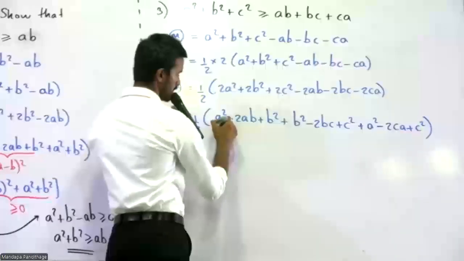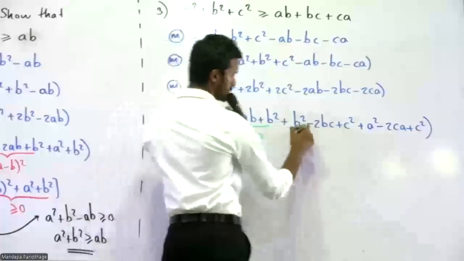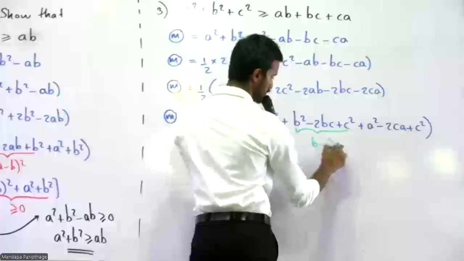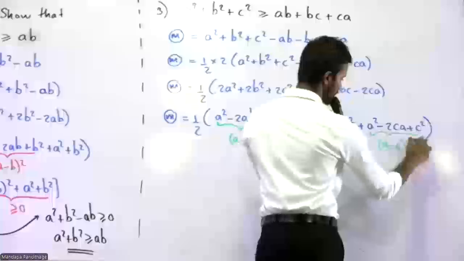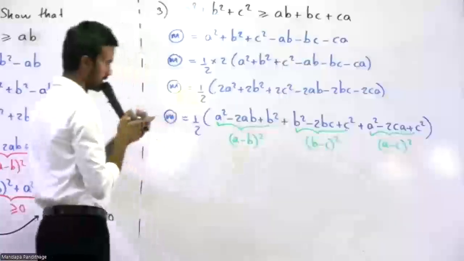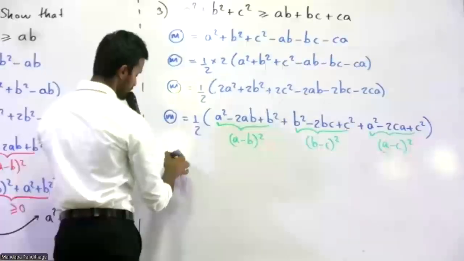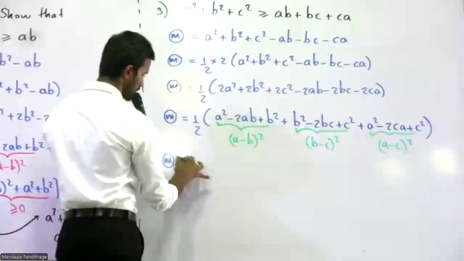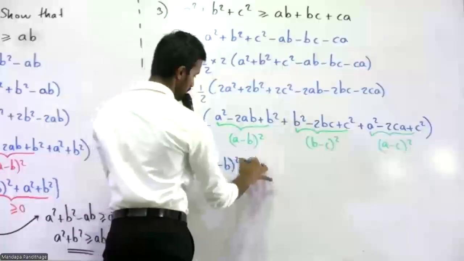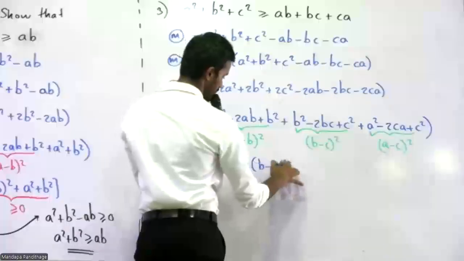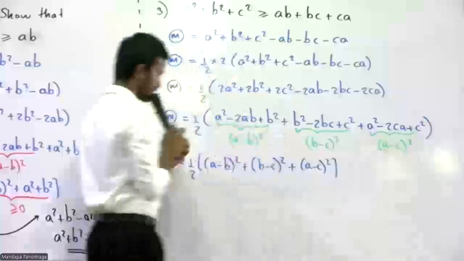So now when you look at this, it's clear. This is a minus b squared. This becomes b minus c squared. And this becomes a minus c squared. You can write it either as a minus c or c minus a, both are okay. So what is M? M is equal to half into a minus b squared plus b minus c squared plus a minus c squared. Clear? So we have all positive terms.